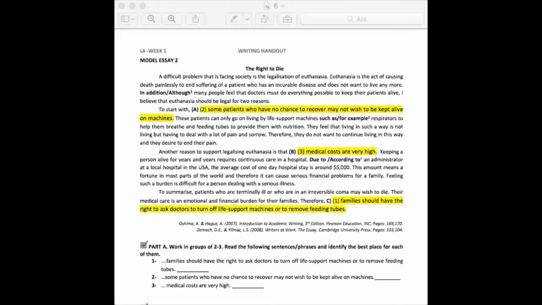And the final one is sentence 1, because the previous sentences say the medical care of the patients who are terminally ill or in an irreversible coma, in other words, who have a serious illness and will die soon or will be in coma forever, is an emotional and financial burden for their families. So in sentence 1, the writer suggests that those families should also have the right to decide to end their patients' lives when there's no other choice.